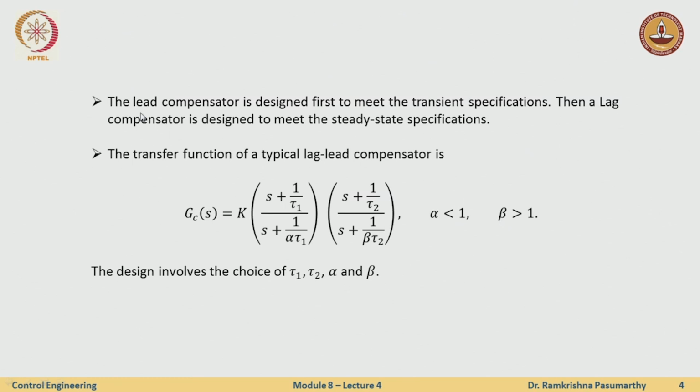So the standard procedure is, whenever we have to design a lead and a lag together, we first design the lead compensator and then a lag compensator. So first we try to meet the transient specifications and then go to the steady state compensation. So what do I need to know here? Well, the unknowns are tau 1, tau 2, alpha, beta, and of course, G can be computed directly from the root locus once the specifications are met.